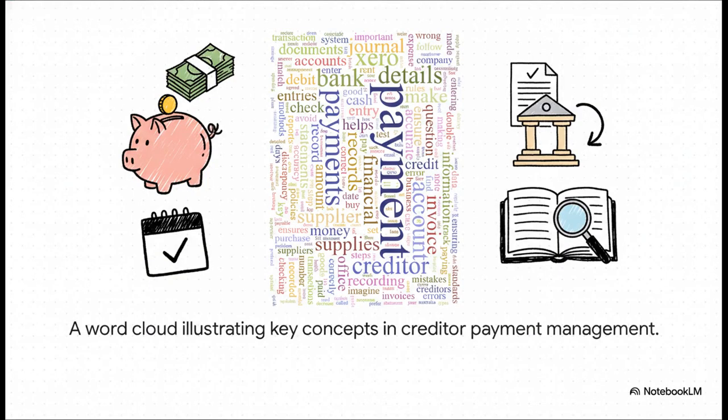Now, this word cloud you're seeing gives you a great visual summary of the core ideas we've covered today. You can see how terms like payment, creditor, invoice, account, records, and accurate really stand out, which just reinforces how central they are to this entire process.